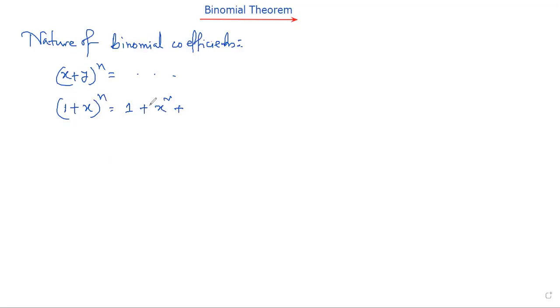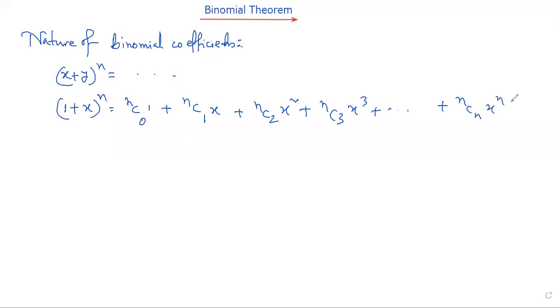(1 plus x) to the power n should be nothing but nC0, sorry, these would be nC0 times 1 plus nC1 x to the power 1, nC2 x to the power 2, nC3 x to the power 3. In this way it goes on up to nCn x to the power n.